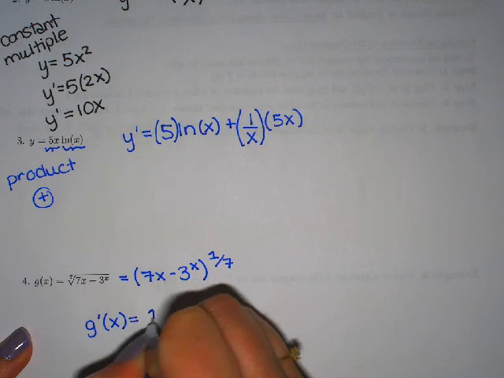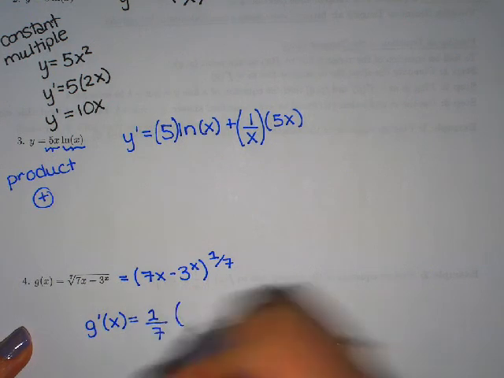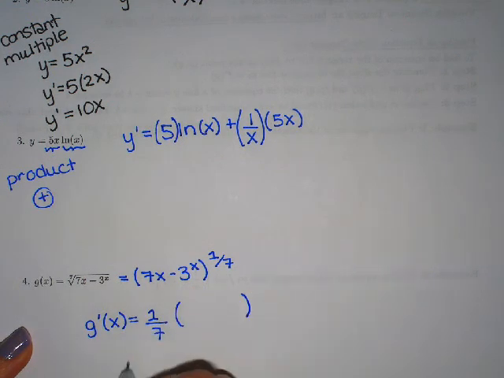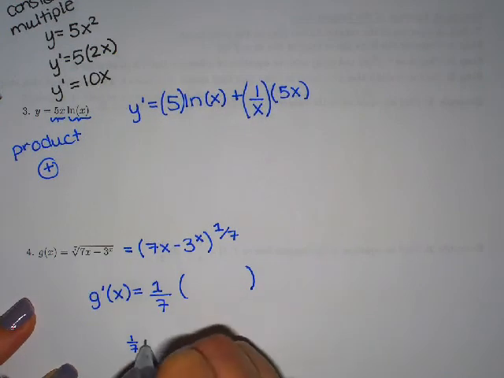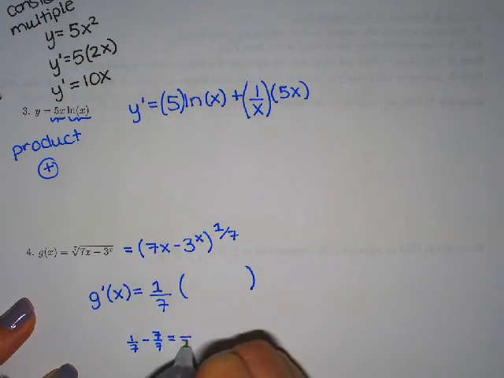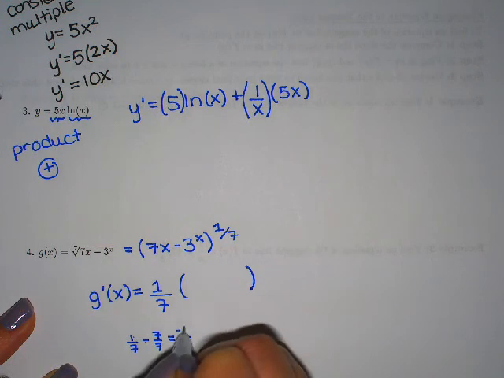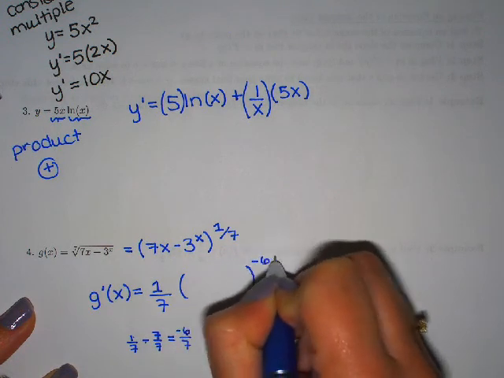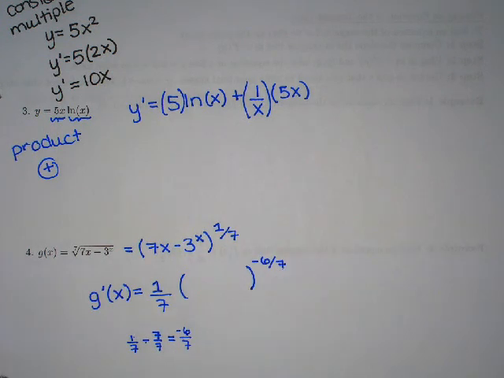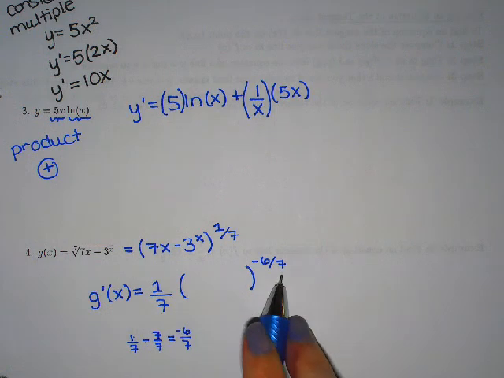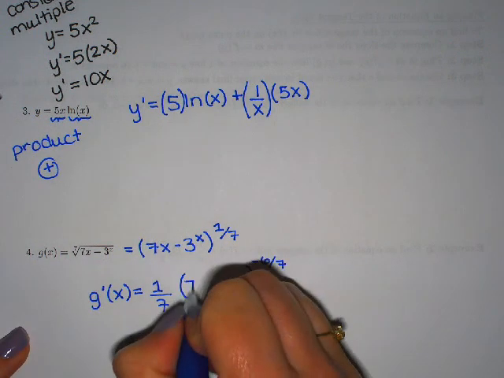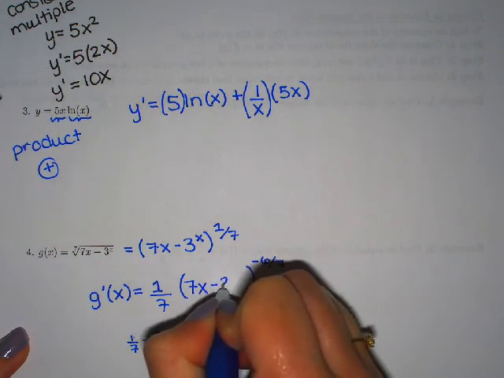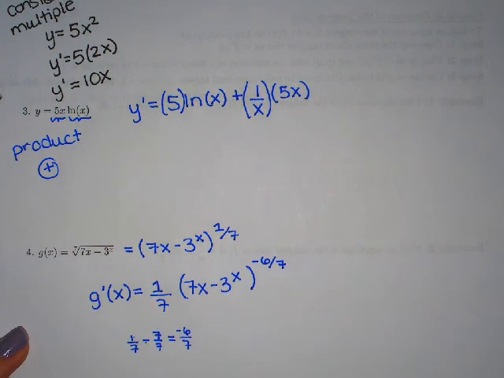Call it g prime of x. I'm going to bring down the 1/7, keep my original inside, and raise it to the what? I need to do 1/7 minus 1, which is going to be minus 7 over 7. Keep the 7 in the denominator. 1 minus 7 is going to be negative 6/7 for my new power. Harder because of algebra. Bring down the power, keep the original inside, subtract 1 for the new power. So I have that original inside in here, 7x minus 3 to the x.